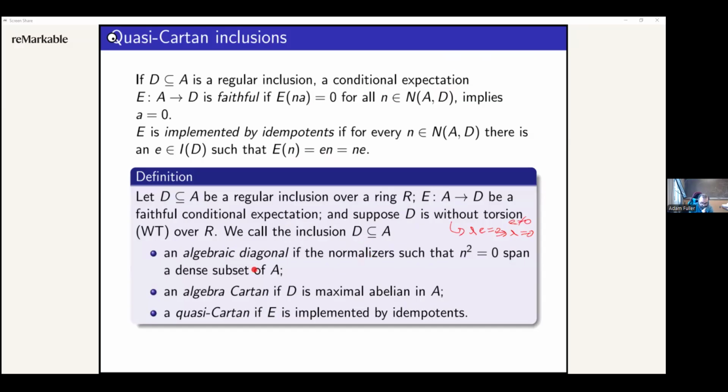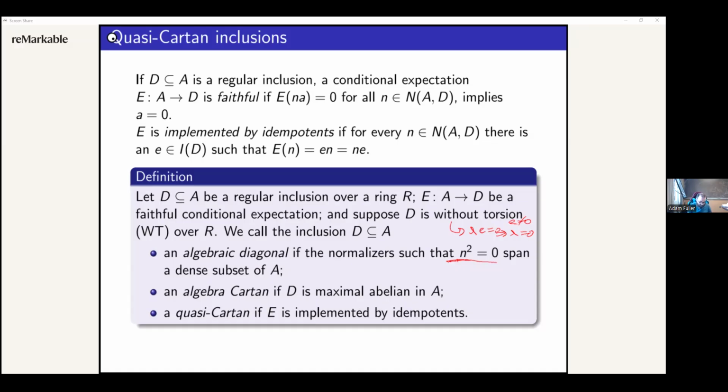In this case, we say we're algebraically diagonal if what are called free normalizers, so the normalizers which square to 0, are a dense subset of A. The definition of C-star diagonal I gave earlier in terms of unique extensions of states can also be given in terms of dense normalizers that satisfy this. So this is an algebraic analog without having to talk about states.